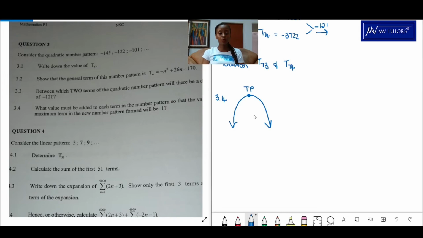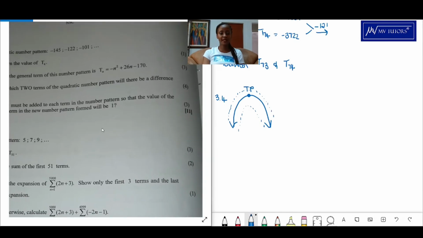Okay, so what they're saying is, what value must be added to each term in the number pattern so that the value of the maximum term in the new number pattern formed will be 1. So first of all, I want to know what the value of the turning point is, before I see what value I must add such that it will be 1. If I'm going to add any value, I'm adding it to the whole thing. So if I need to get to 1 and I need to add something, the whole graph will move by that number. And if I need to go down, it will move by that very same term. So we need to find out initially what the turning point is.